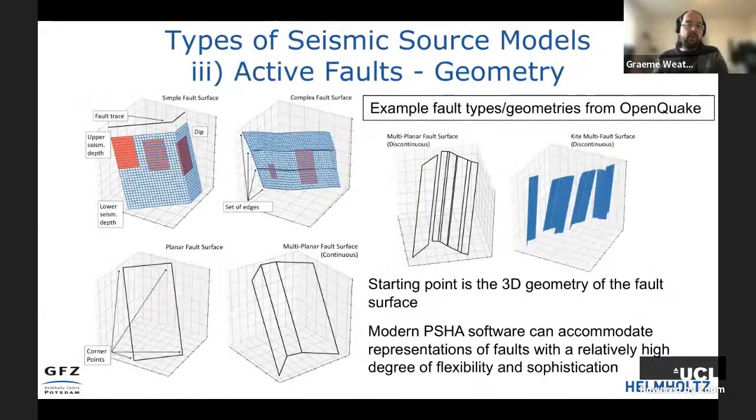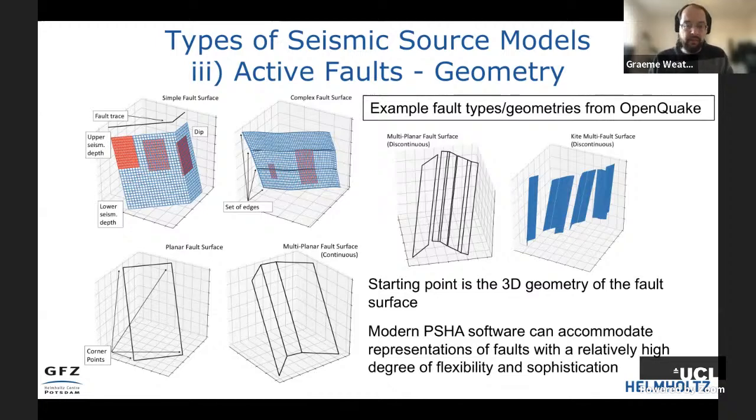And then this brings us on to our last main type of source that we use in PSHA, which are the actual active faults themselves. These are the three-dimensional fault surfaces that become the locations of future ruptures. And again, we're starting off with fault geometries.